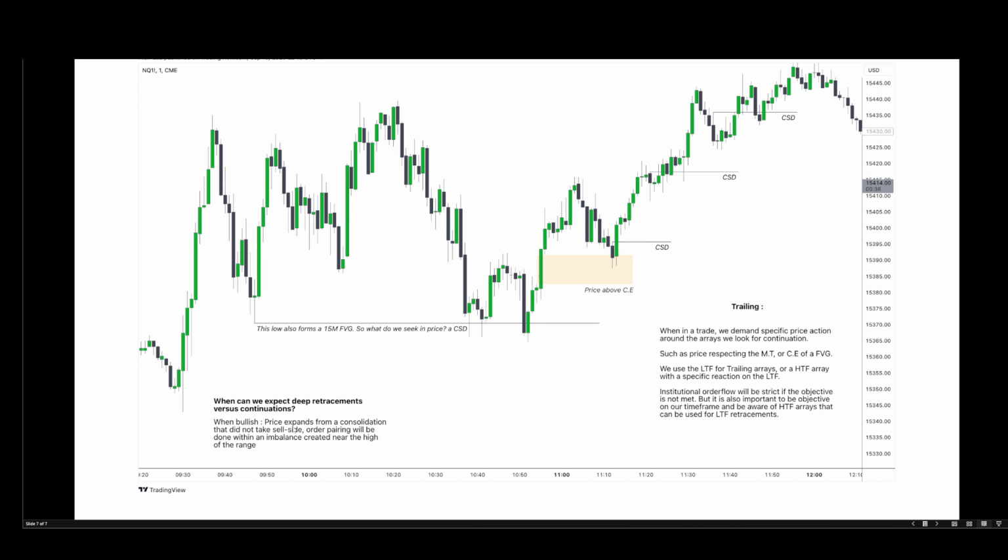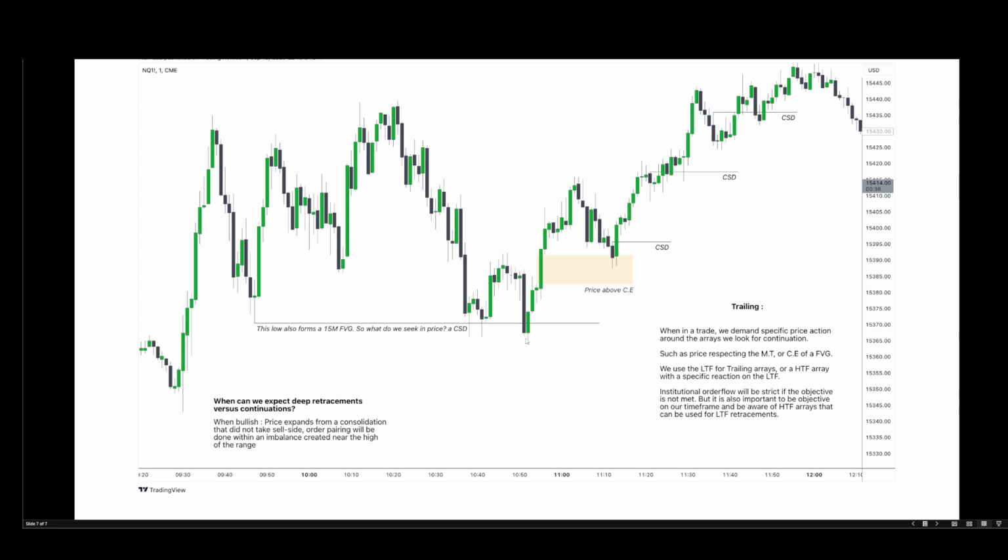So when bullish, when price expands from a consolidation that did not take sell side, then order pairing will be done within an imbalance created near the high of the range, or at least above 0.5 of the range, right? Because the idea is that during a consolidation, expansion, 0.5, we will see the order block creation. So what happens is that when we see an expansion without taking that sell side, then the interest remains above, and we will see the order pairing be done during an imbalance or an array on the higher side of the range for bullish examples.